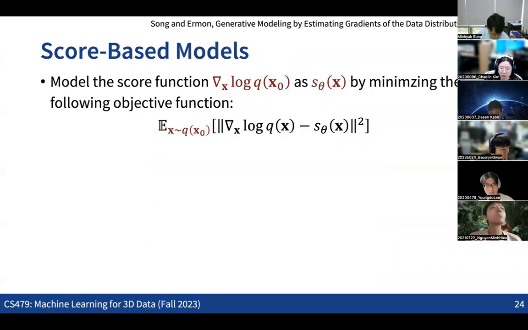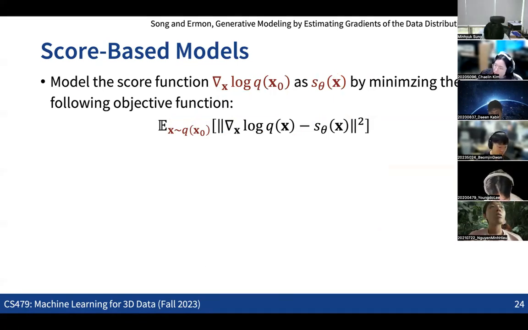So for these score-based models, the only information that we need is basically the score. If we can have a score prediction network for each data point X that can predict the score information for any data point, then based on that we can run the Langevin dynamics for sampling.